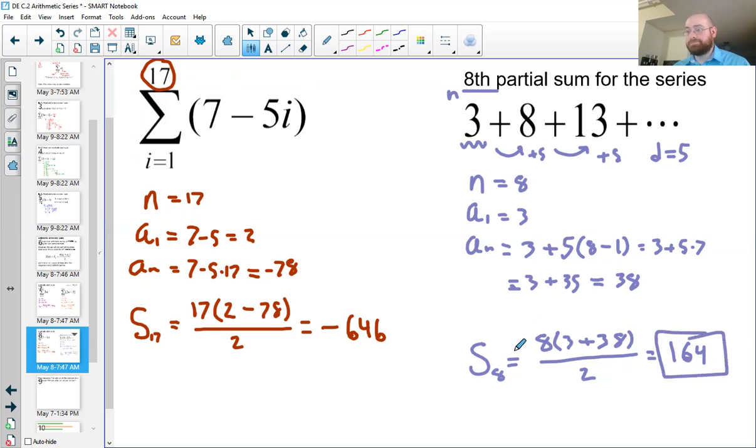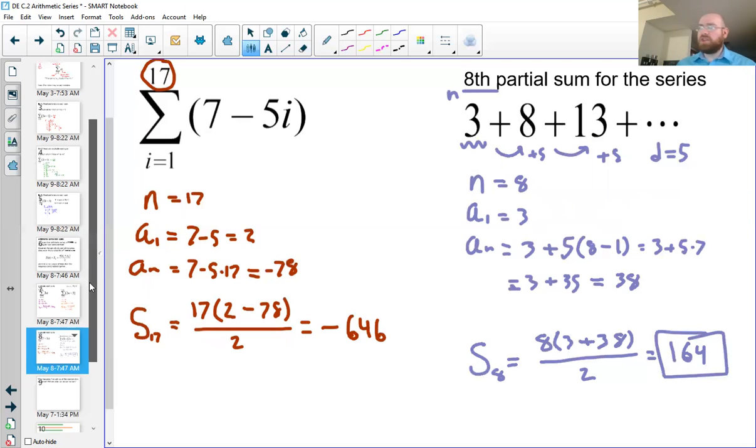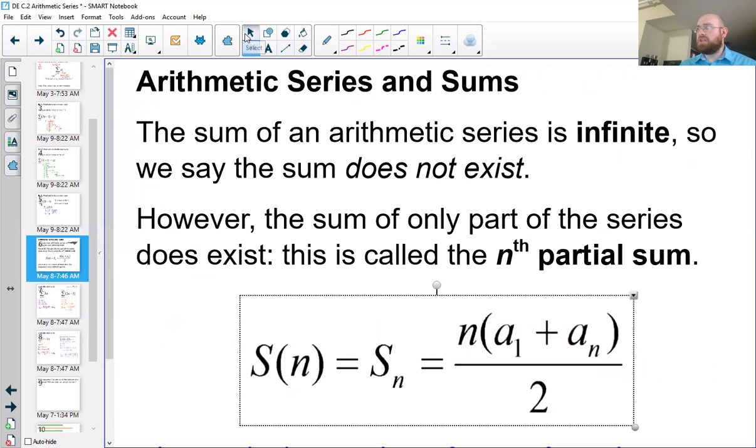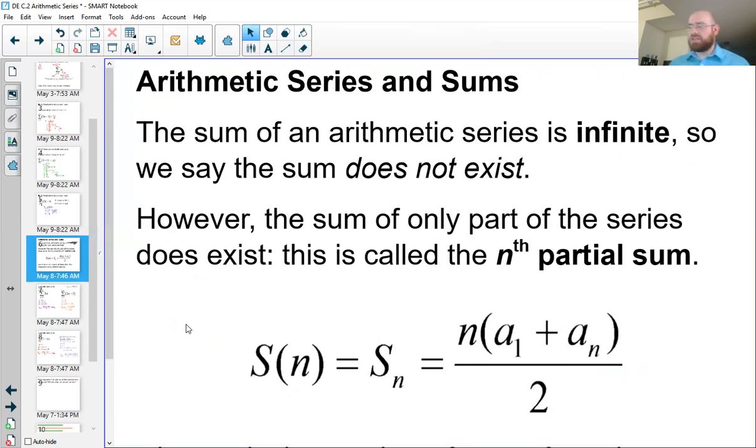There we go. So I might do a bonus video to prove where this formula comes from, but I hope that now that you've seen a few examples, you feel confident in using this formula to evaluate the sums of arithmetic series.